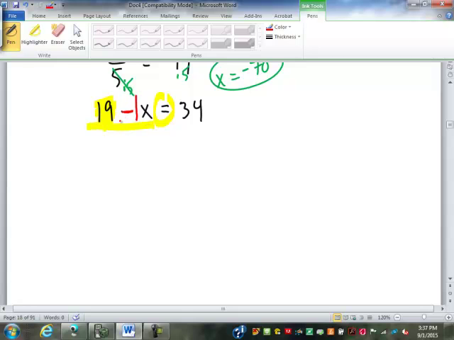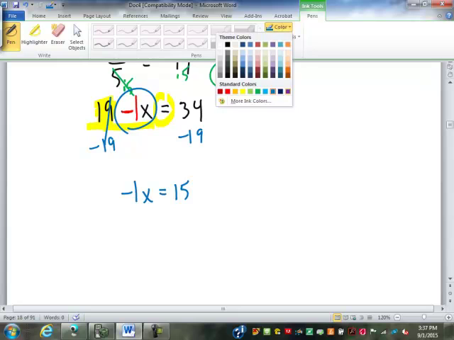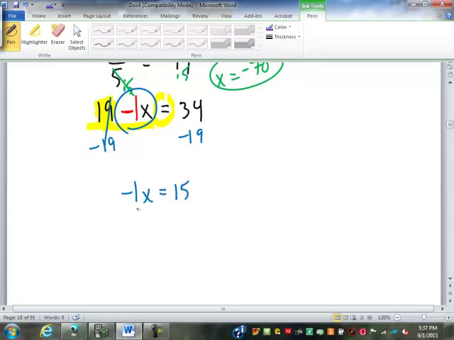Remember, subtraction, when we're dealing with negatives, can be thought of as plus a negative. So here, since this is a positive 19, the 19 was added to the -1x. To get rid of it, we're going to subtract 19. So what's left here is -1x equals 34 minus 19, which is 15. Now what do we need to do? Divide by -1, leaving us x equals -15. So that one's kind of tricky.